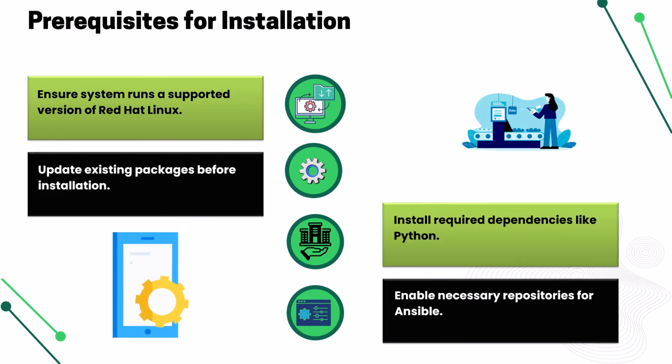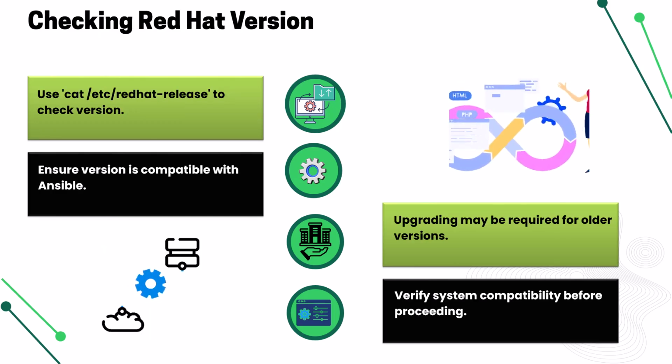Before jumping into installation, let's cover the essentials. Think of it as packing for a road trip. We need the right version of Red Hat Linux, updated packages, dependencies like Python, and repositories enabled. Ready? Let's get our system prepped. First things first, let's check our Red Hat version. Running an outdated version is like trying to install a high-speed app on a slow flip phone. Won't work well. We'll check compatibility and upgrade if necessary.